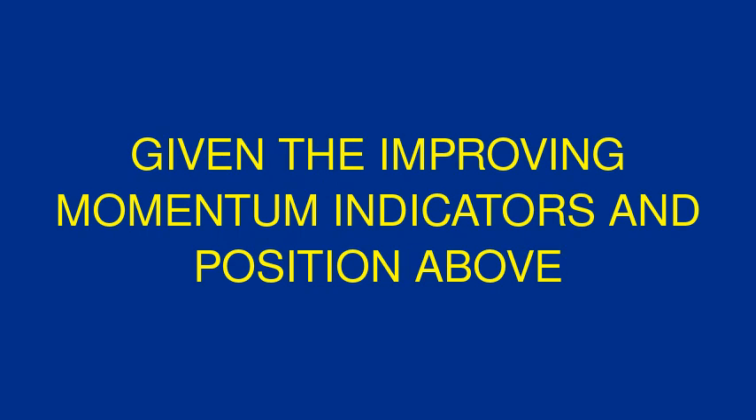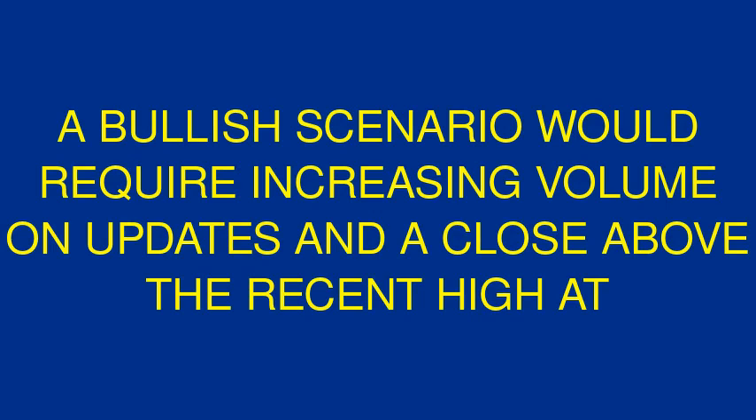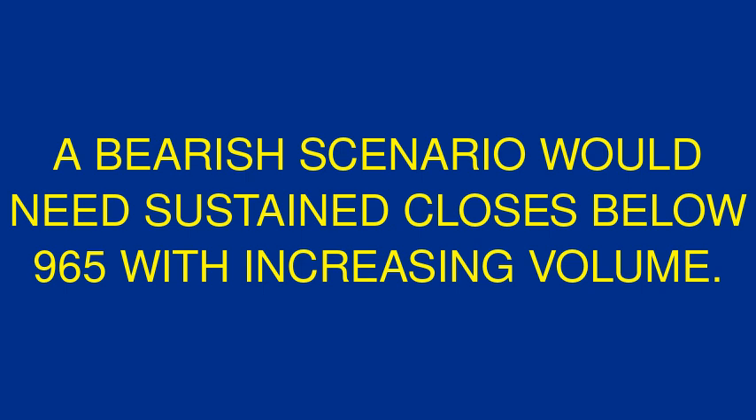Given the improving momentum indicators and position above key moving averages, a bullish scenario appears more likely than a bearish one. A bullish scenario would require increasing volume on up days and a close above the recent high at 988.20. A bearish scenario would need sustained closes below 965 with increasing volume.